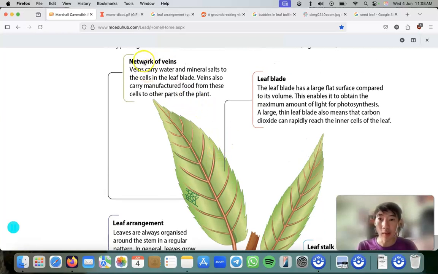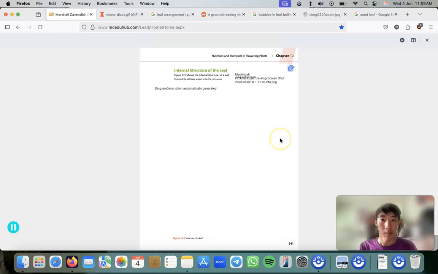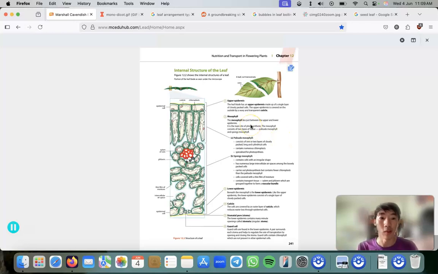It has a network of veins, and when I say network of veins, it refers to both the xylem and the phloem. The xylem will carry the water and mineral salts from the roots to all the cells in the leaf blades. And the phloem will carry all this manufactured food, which is our glucose, which can later be converted to sucrose or starch, etc. It carries all this food from the cells to the other parts of the plant. So external features, very simple.